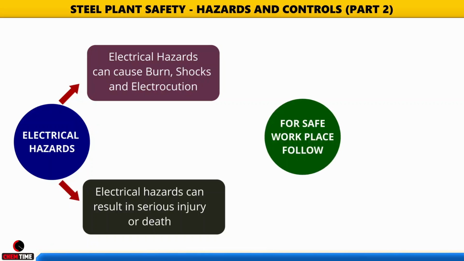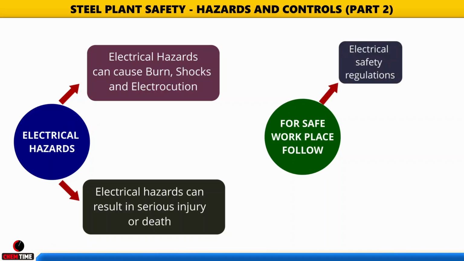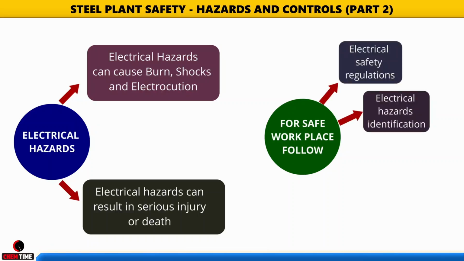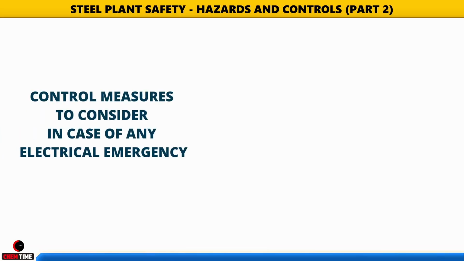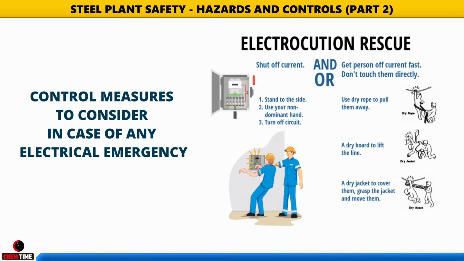So to ensure a safe workplace, personnel must understand and follow electrical safety regulations, electrical hazard identification, the use of safe work procedures, and the use of protective equipment. Now let's go to the control measures to consider in case of any electrical emergency. Electrocution rescue techniques can be used if you find a person in danger.